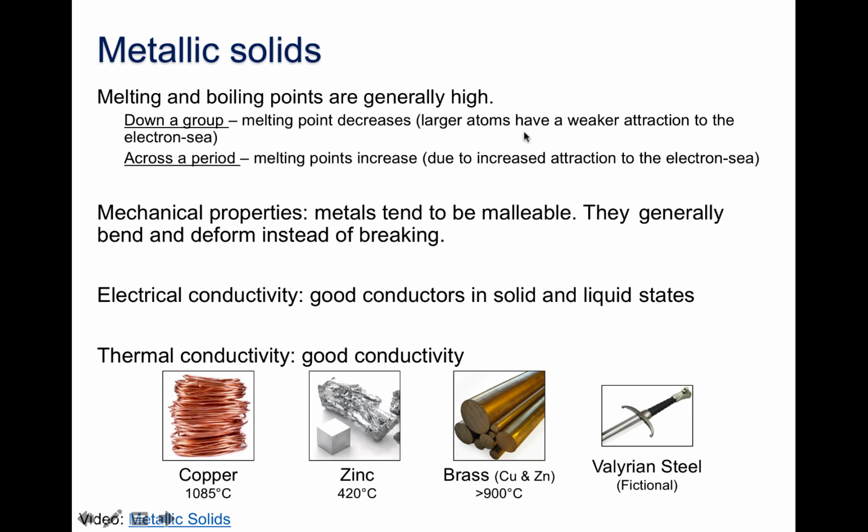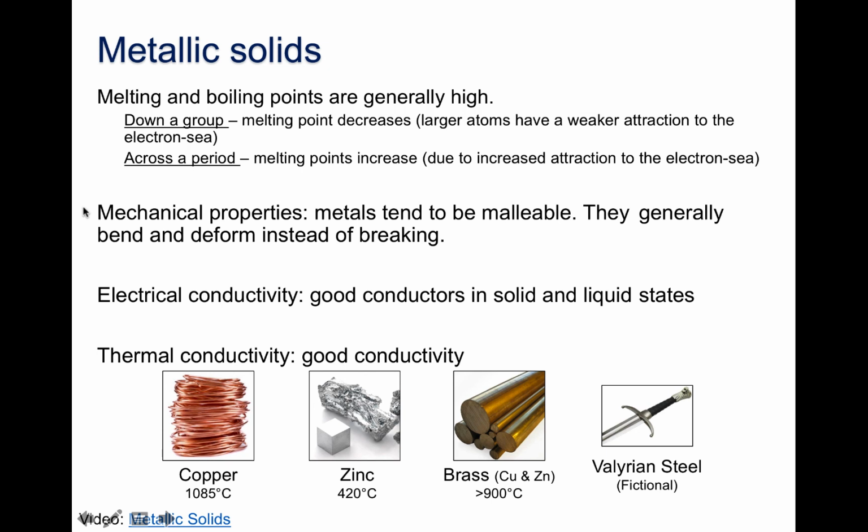increasing and there's a weaker attraction of that atomic nuclei to the electron sea. So for larger atoms, they're further away from those delocalized electrons, so it takes less energy to melt them. Across the period, melting point is going to increase due to the increased attraction to the electron sea. Again, that's related to the atomic size.